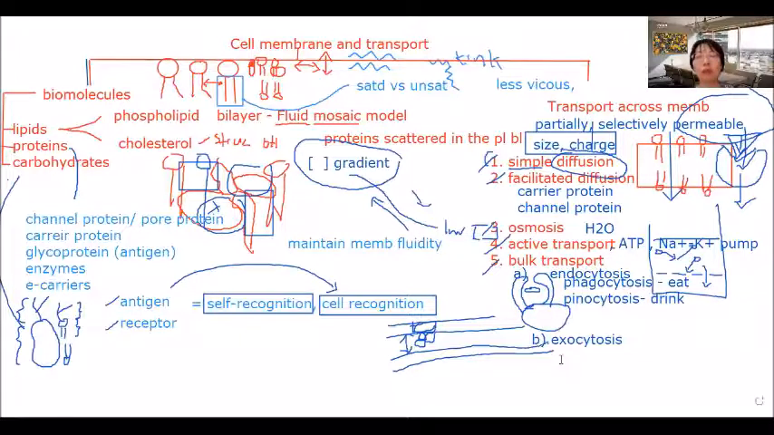Right, exocytosis, bulk transport: material exits the cell after digestion. Undigested material and unwanted material are released by exocytosis. So this is bulk transport. Okay, so this is basically what we cover for this topic.